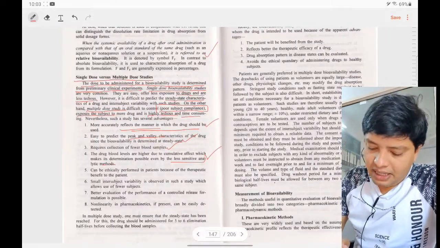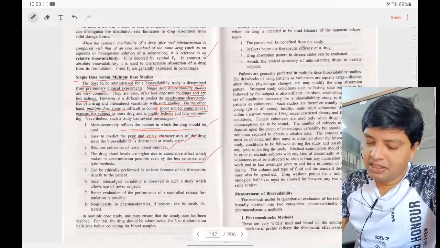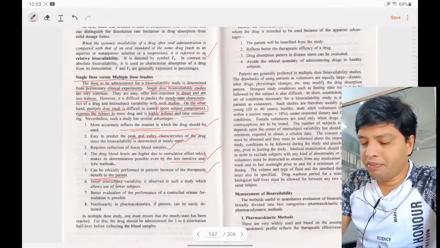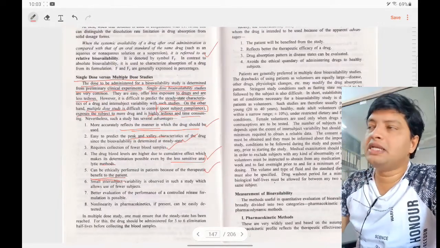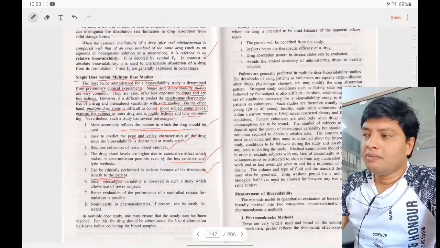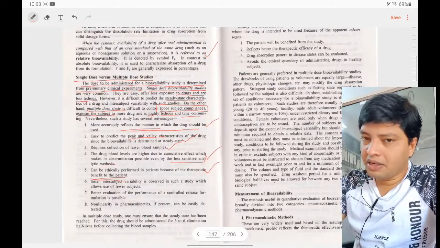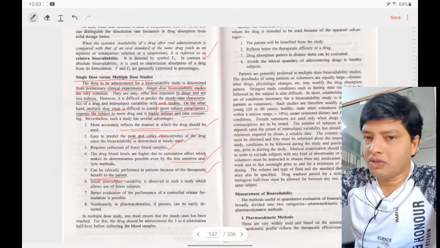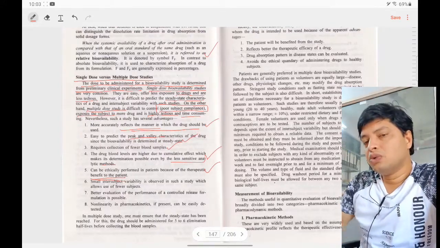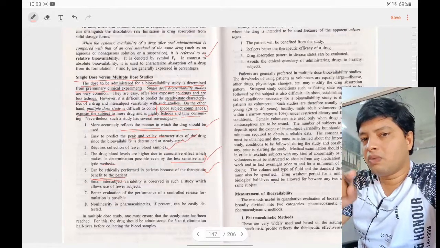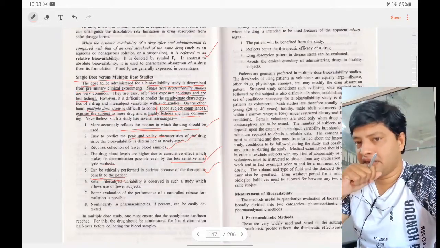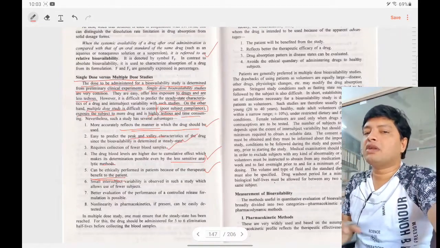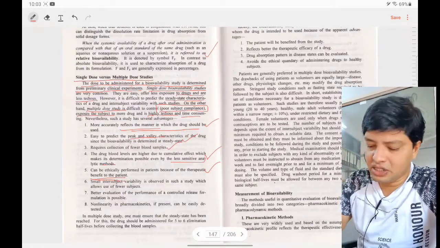Next, it can be ethically performed on patients because it is a therapeutic benefit to the patient. So a multiple dose study can be performed ethically. Why is it ethically good? Because that patient already has a particular disease and you are giving the same drug for the treatment of that disease. Hence two problems will be solved at a time. One problem is you are conducting a bioavailability study. The second is that you are giving the patient the drug he needs for that particular disease. So ethically it is good.